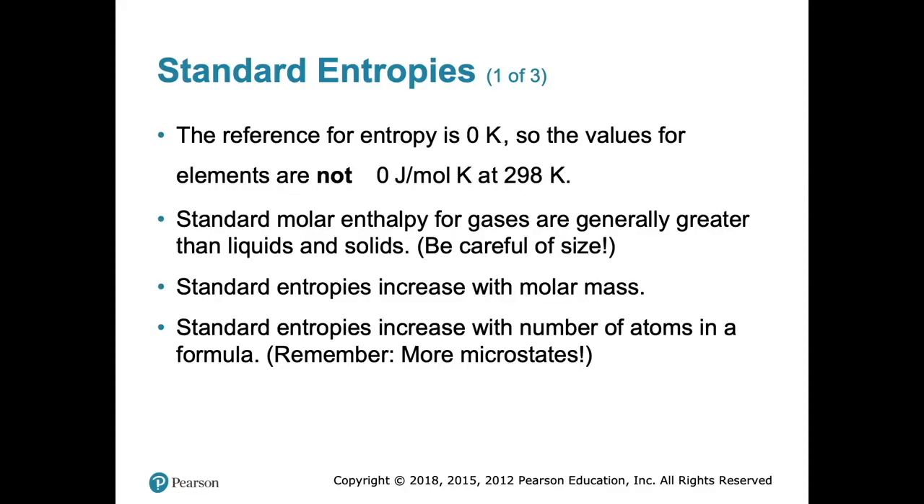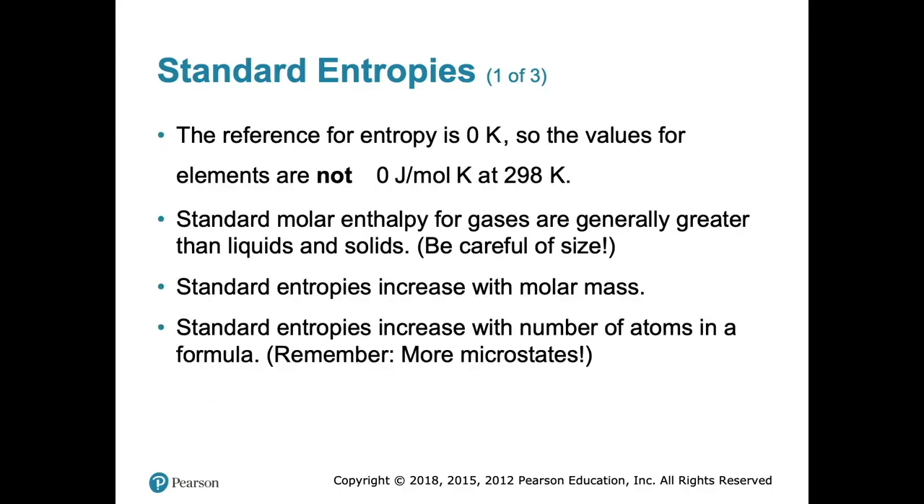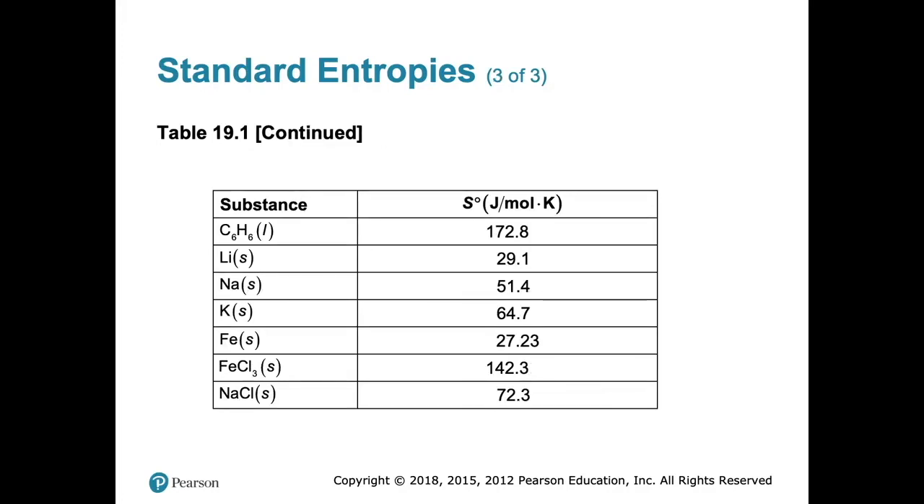Generally greater for liquids and solids. Oh, that's probably why. No, they're both gases. That's okay. So yeah, they're generally greater for gases than liquids and solids, which makes sense. Entropies increase with molar mass, and the number of atoms also makes it increase. That's just a list you can look up in your book, if you had a textbook, but you can look it up online too. Table 19.1. It's a continued list here.